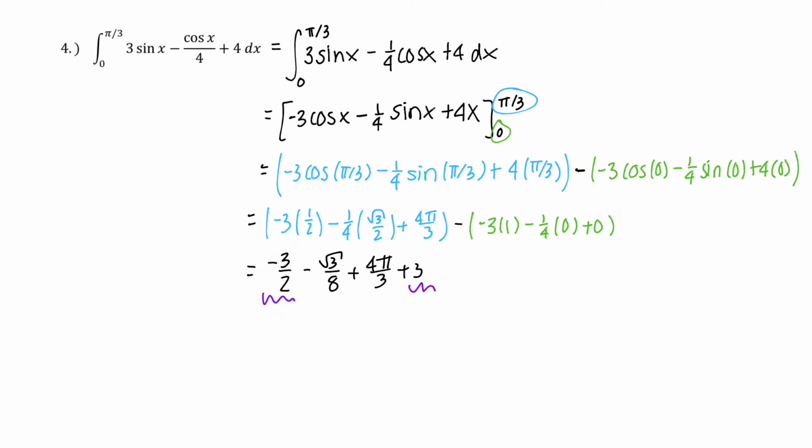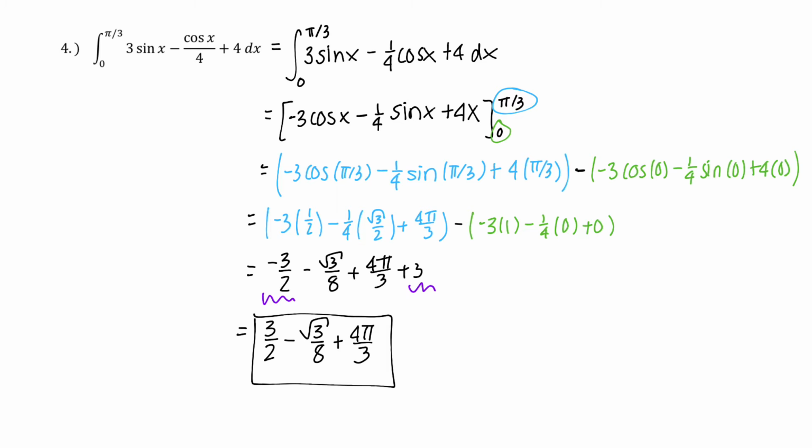So I can do negative 3/2 plus 3, and that's going to give me 3/2. So I have 3/2, and then I'll leave the rest alone. And that will be my final answer.